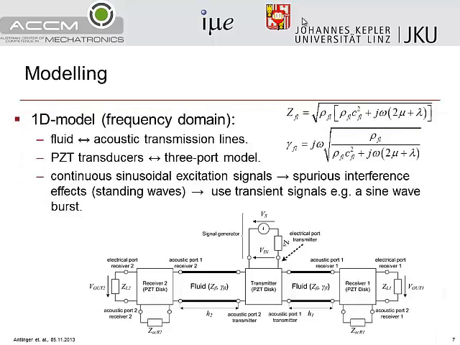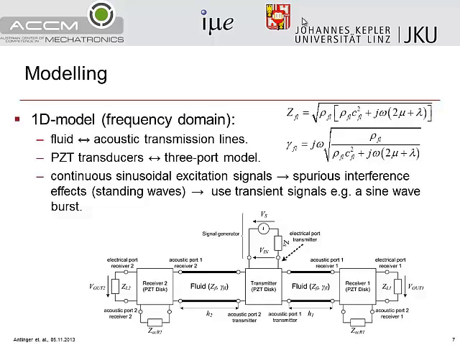Now I would like to show you a simple 1D model of this sensor setup. For the fluid, we use acoustic transmission lines. You can see here the acoustic transmission line 1 and the acoustic transmission line 2 with a characteristic impedance which is given here. It also depends on the mass density, the sound velocity, the frequency, and this term is another notation for the longitudinal viscosity. Mu is again the shear viscosity, and lambda is also a measure for the bulk viscosity.